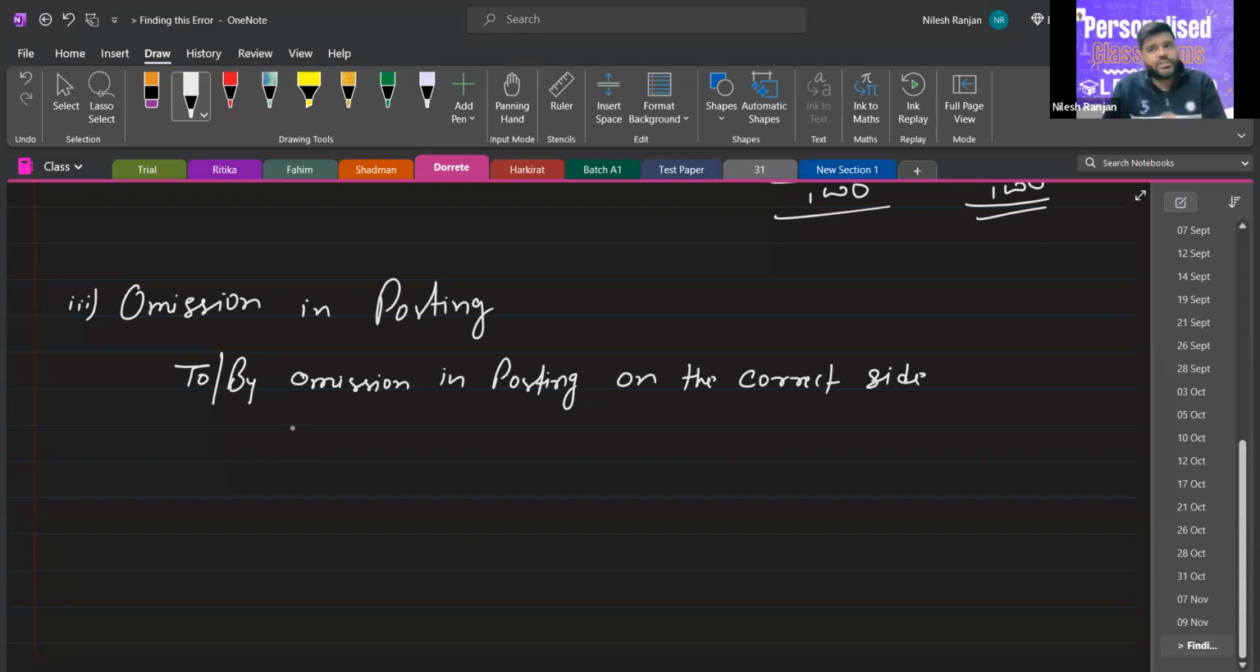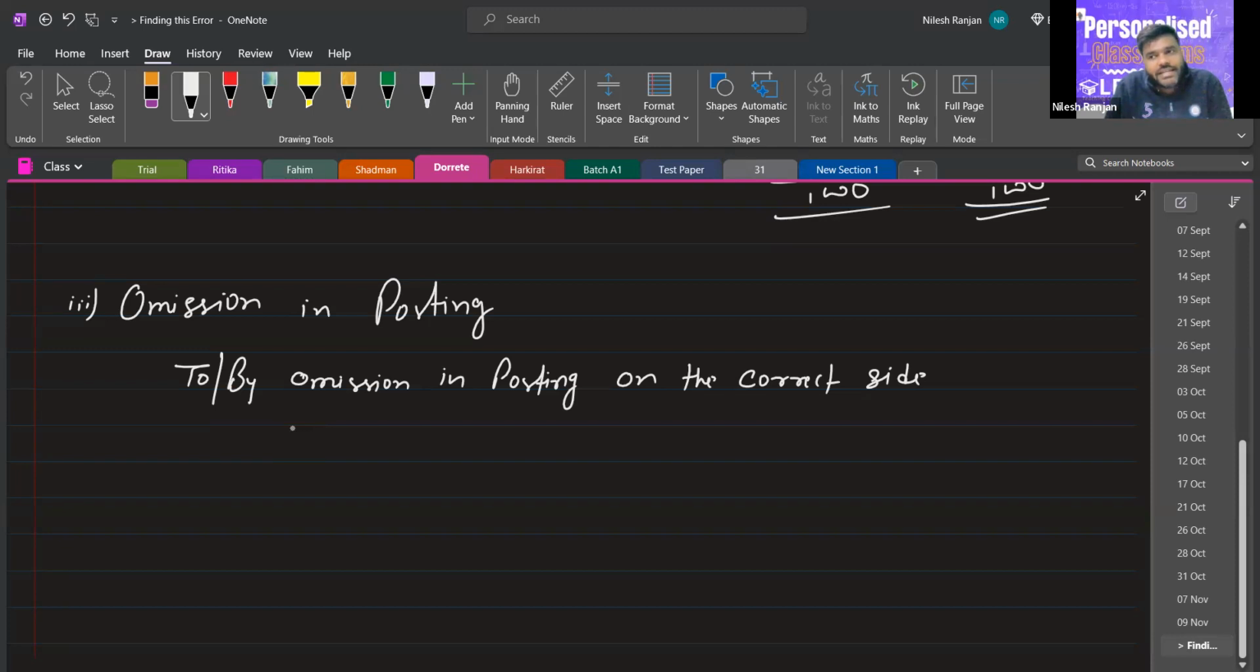What is the journal entry of depreciation, if you remember? Depreciation on machinery: depreciation account debit to machinery account. So in the ledger, machinery account should be credited and depreciation account is debited. So in the machinery account, it is already written, but it is not written in the depreciation account.